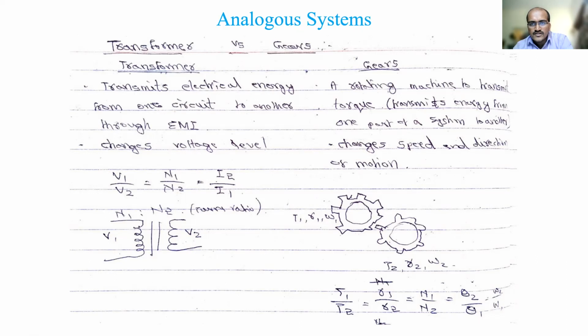Okay, so the same thing has an analogy with our transformer in the electrical system. Its equations are like this. So this is the torque one, T1 we call. R means radius, so its radius also will change. Some will be small, some will be larger. If you see the diagram you will get to know. In Google, if you search gears, it will show you.